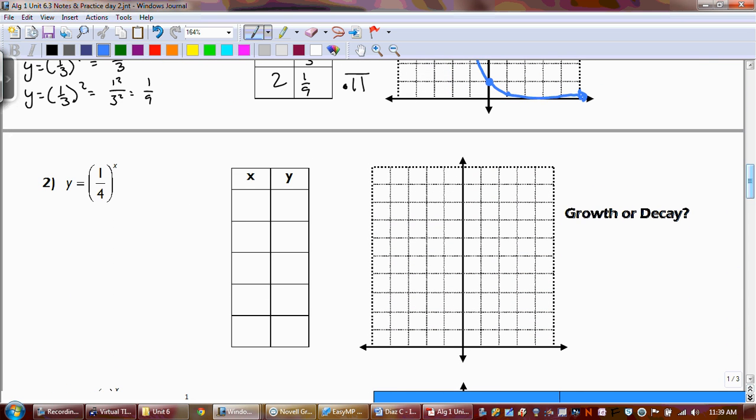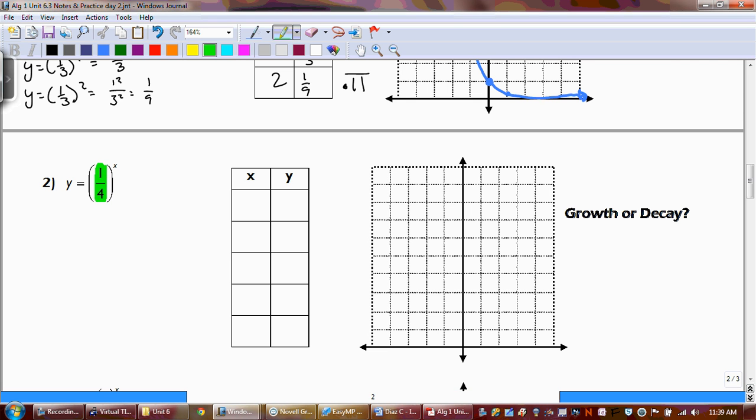All right, number 2. Once again, look at the base. The base should tell you if it's growth or decay. All right, I know what it is. Let's find out if you guys do. So see if you can guess as we start to plug all this stuff in. So 1/4 to the -2.